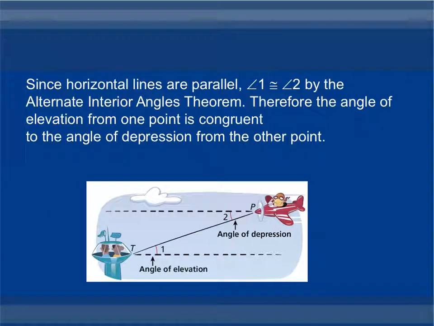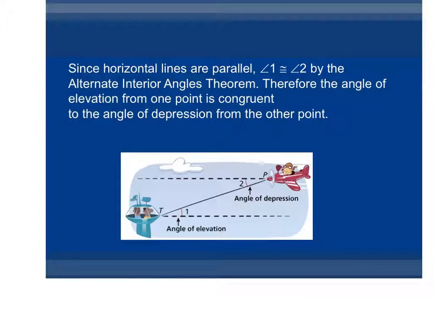All right, next slide. Okay, it says, since horizontal lines are parallel, angle 1 and angle 2 are congruent by the alternate interior angles theorem. So basically what it's saying is the angle of elevation from one point is congruent to the angle of depression from the other point. So from point P to point T, when you make your angle of depression and your angle of elevation, they're going to be congruent because these lines of sight are parallel lines. And this is the transversal, making these alternate interior angles.